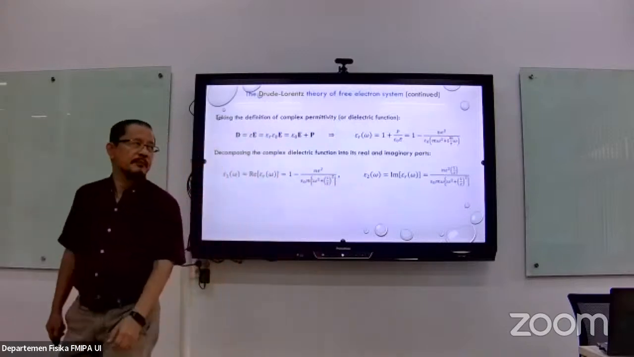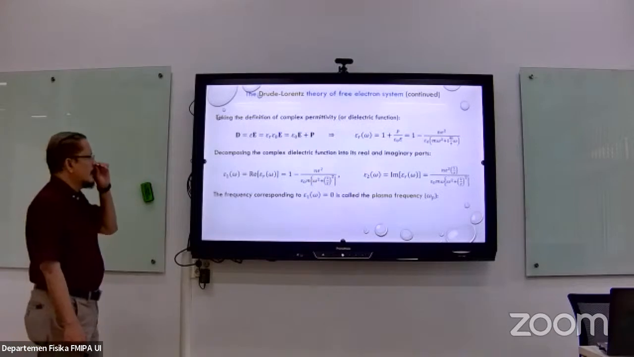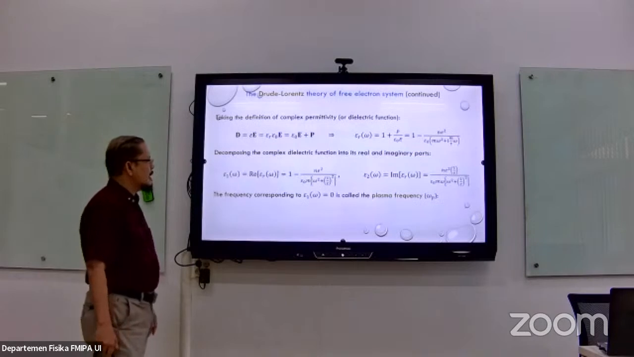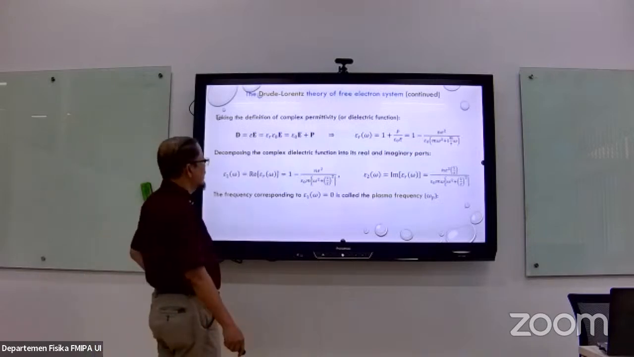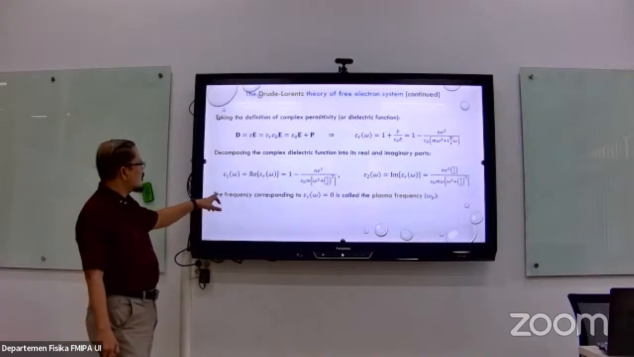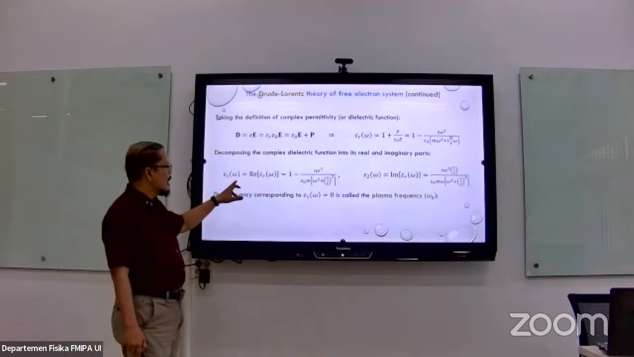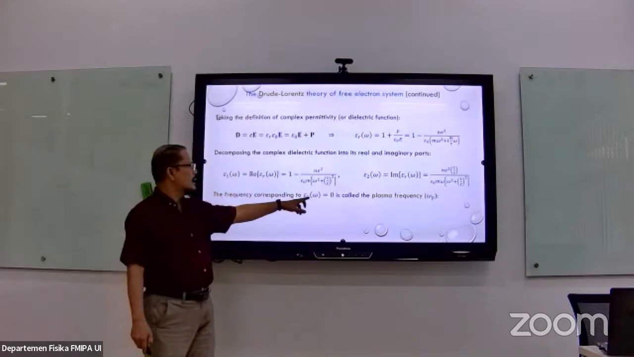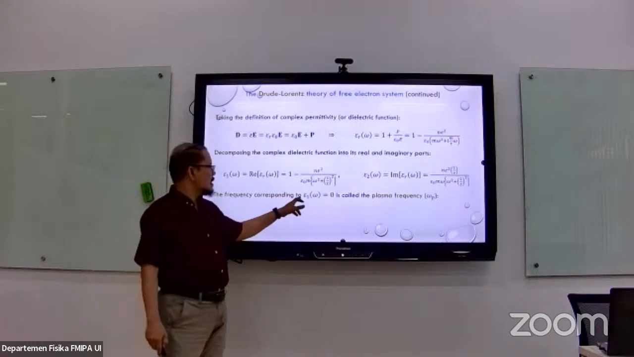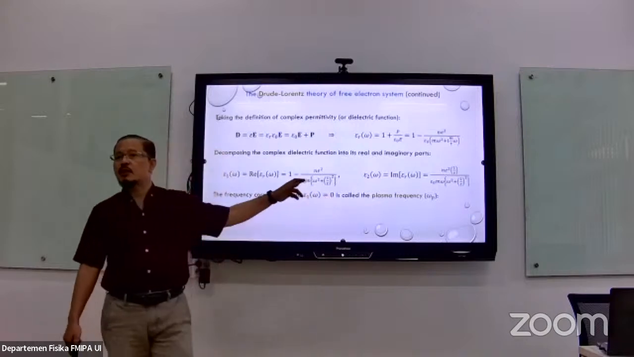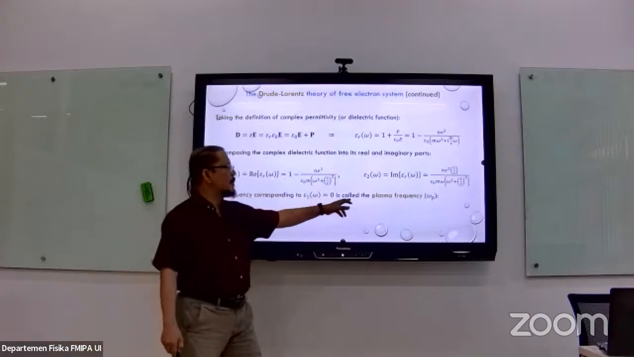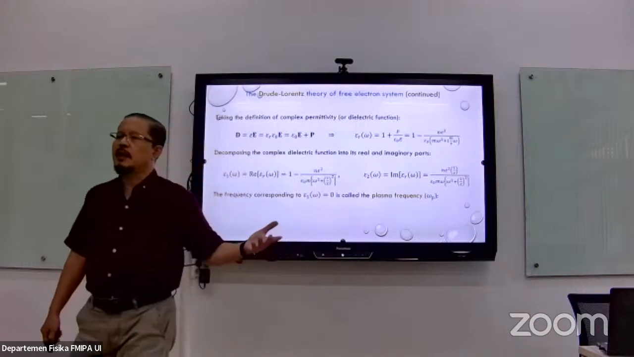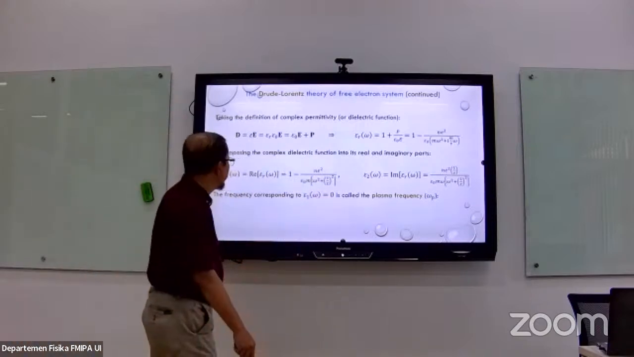Okay, real is what it is. Okay. So these two quantities are important and each has its own physical meaning. If we focus on the real part first, when the real part has the value of 0, then the omega value that corresponds to the root or the 0 of epsilon 1 is called plasma frequency. Why is this called plasma frequency? Well, let's think about that. We come to that.